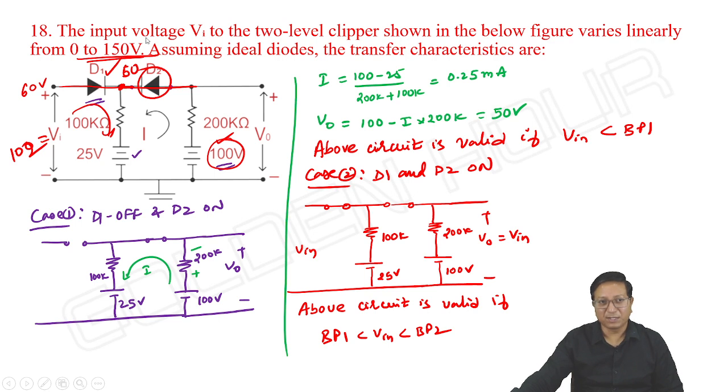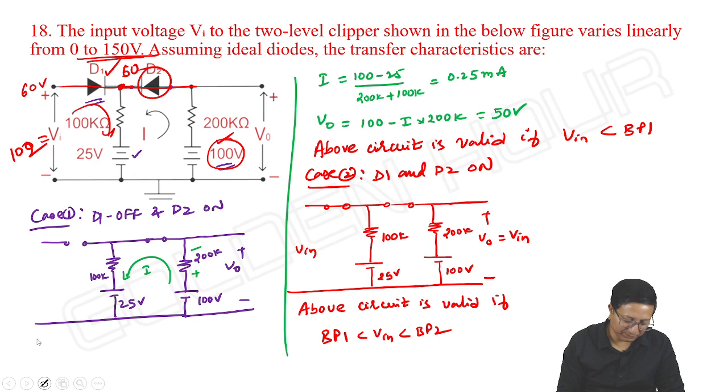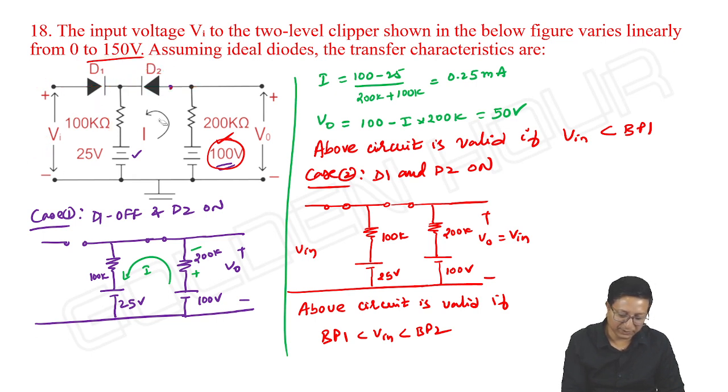Okay, input is above 100 volts. D1 is still on but D2 is off. And input is nowhere connected to the output, and output is equal to 100 volts. Okay, this is how we can do this problem. I'm erasing these things.